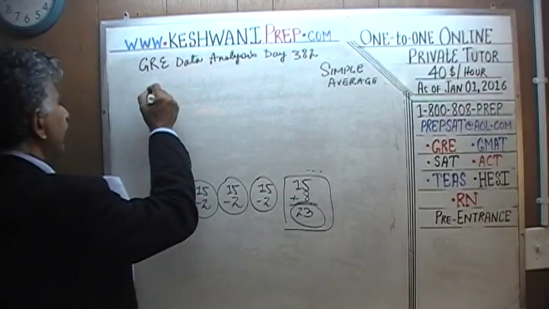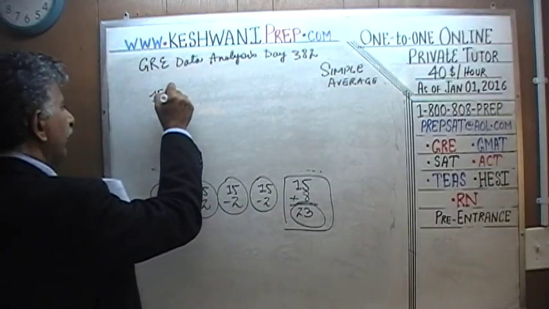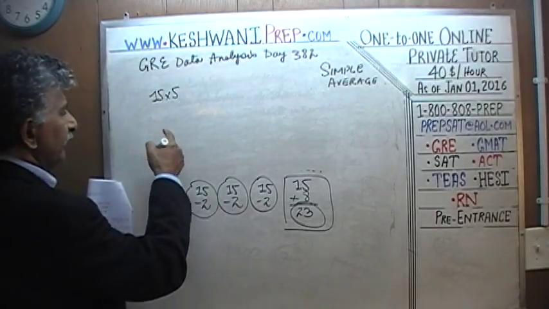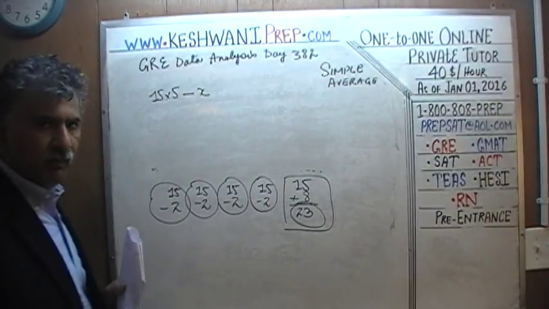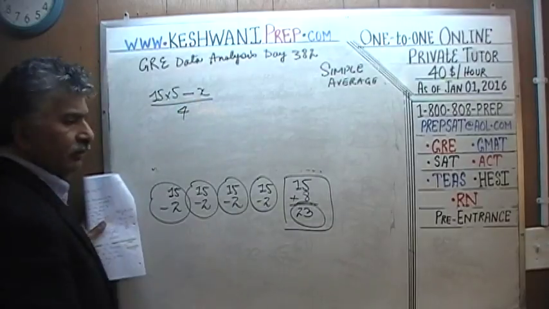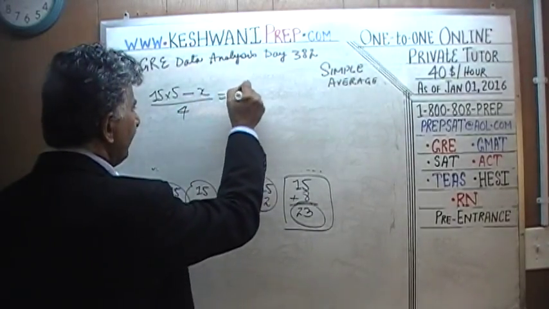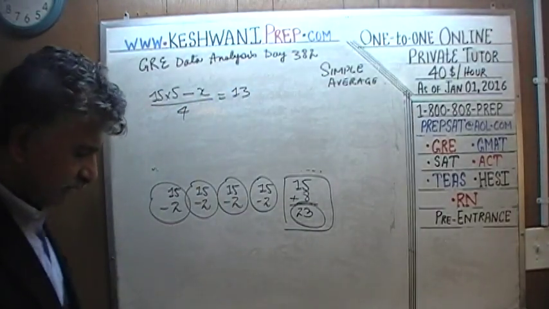So we had 5 numbers before, and we are told that their average was 15. So that's their sum. We removed one number. Let's call it x. This is the one we removed. And now we are left with 4 numbers. And as a result, the new average is 13. This is the equation we have to solve. As I said, there is nothing to it.